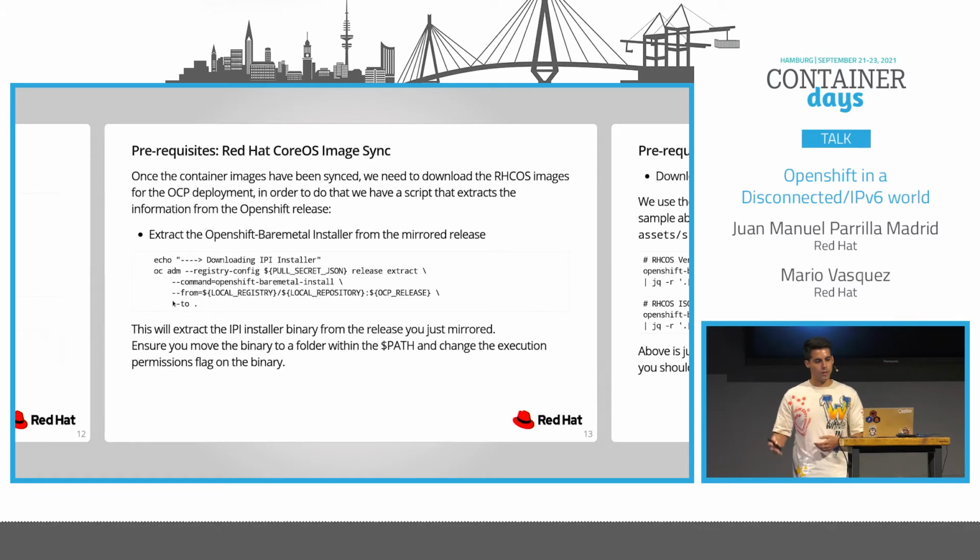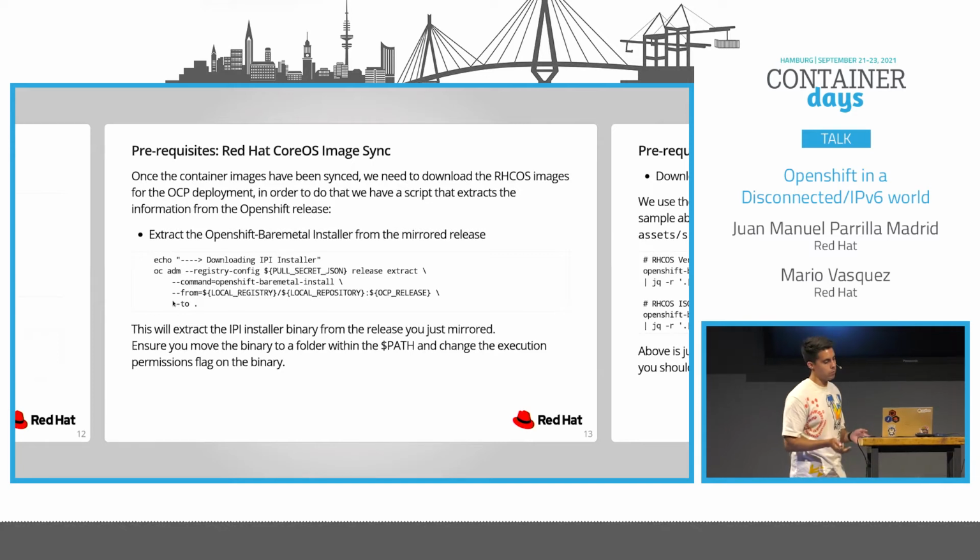Next thing that we need to mirror is the RHCOS image. As we mentioned, Openshift uses Red Hat CoreOS as the operating system, and when you're running a disconnected deployment, you will need to grab those images from an internal location. So what we are doing here is basically, first, we are going to extract the installer, the binary. So Openshift has its own installer binary, which is this one. Openshift, in this case for bare metal, it's Openshift baremetal install. If you are deploying a cloud provider, it's openshift-install, for example.